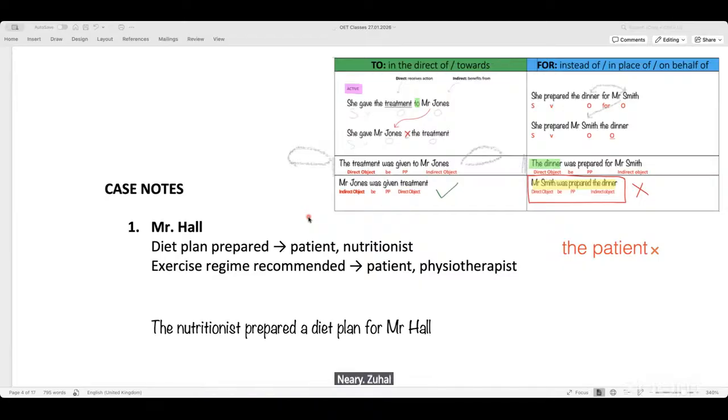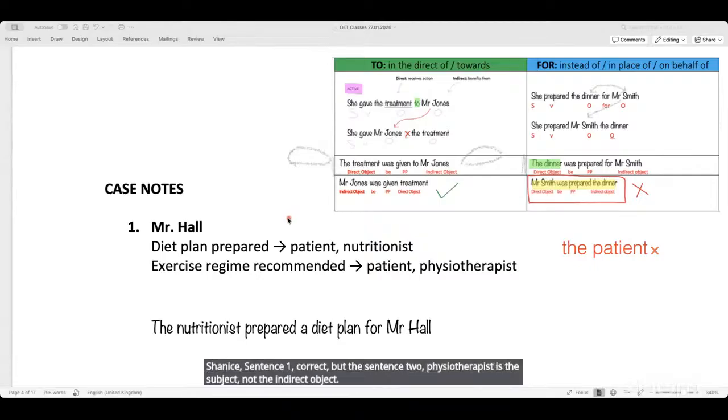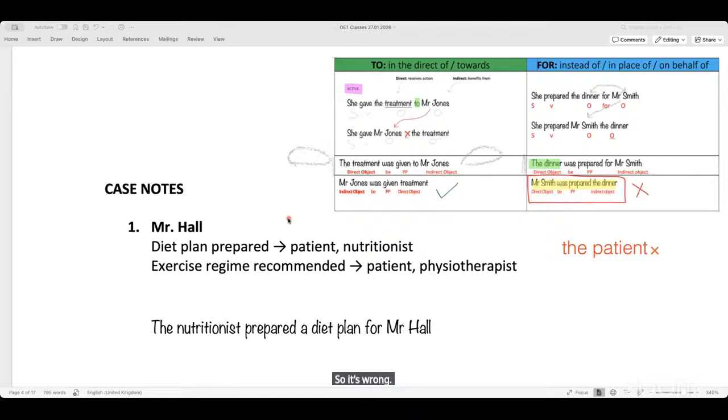Zuhal, next. Okay, correct, Zuhal. Exercise plan. Shanice. Shanice, sentence one, correct, but in sentence two, the physiotherapist is the subject, not the indirect object. So it's wrong. Yeah? A diet plan was prepared for Mr. Hall and Mr. Hall was recommended a new exercise regime. Yeah, I got it. Thank you. Yeah. A diet was prepared for Mr. Smith. Nilafar. Okay, I'm just reading these.